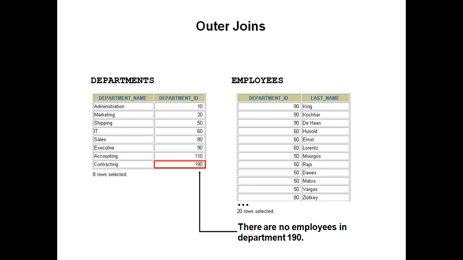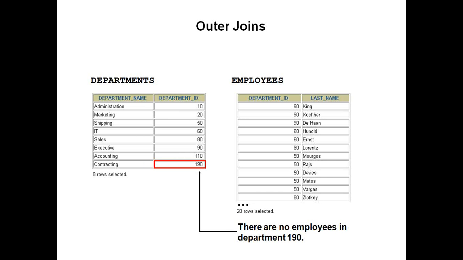But suppose there are some extra rows in table 1 or some extra rows in table 2, you can't actually retrieve those values unless you use a concept called outer join. If you take an example on the screen, we have the departments table and the employees table.